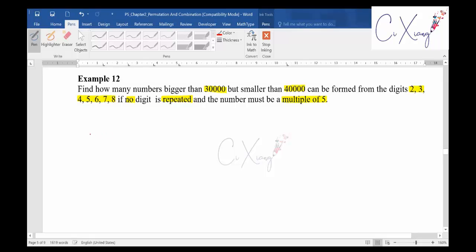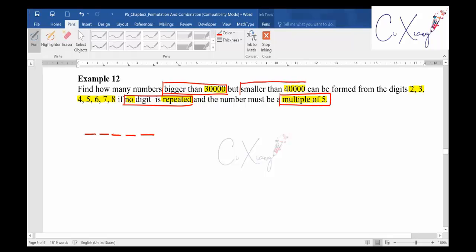You can start to list out 30,000 and 40,000, right? So that means you should have 5 digits here. And then cannot be repeated. And then it must be a multiple of 5. And then must be bigger than 30,000 but smaller than 40,000.